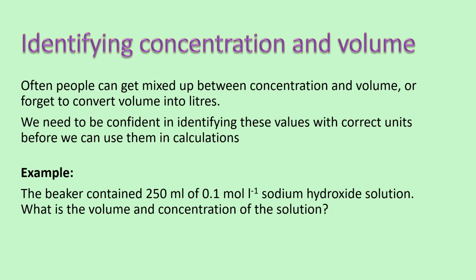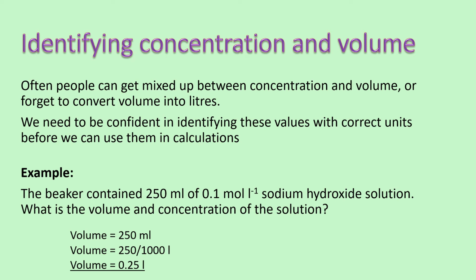The beaker contained 250 millilitres of 0.1 mole per litre sodium hydroxide solution. What is the volume and concentration of the solution? So let's start with volume. It tells us that the beaker contained 250 millilitres. You need to recognise that millilitres is a unit of volume. But we do not want it in millilitres, we want to convert this into litres. So to do that, we have to divide this by 1000. So we have a volume of 0.25 litres.